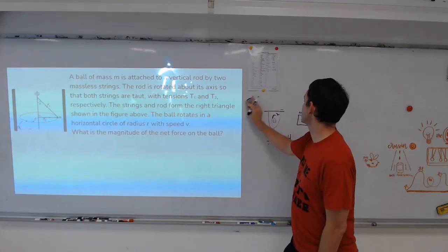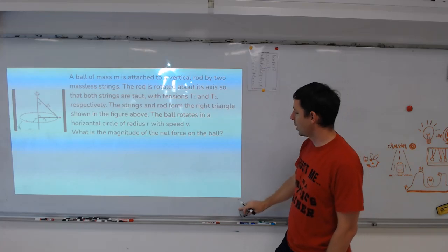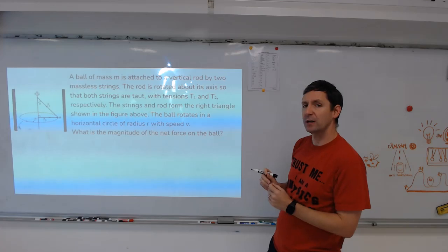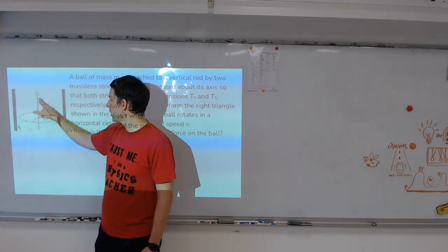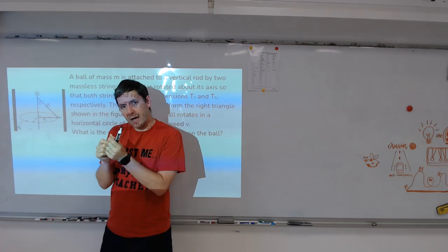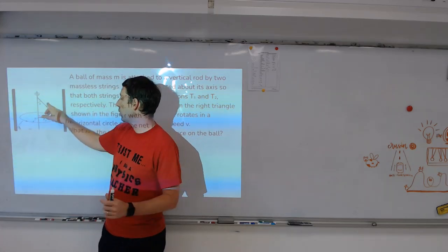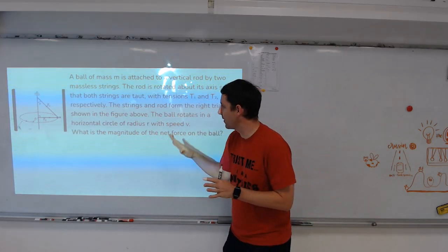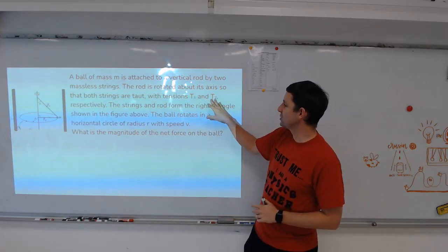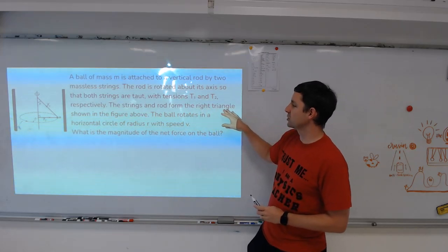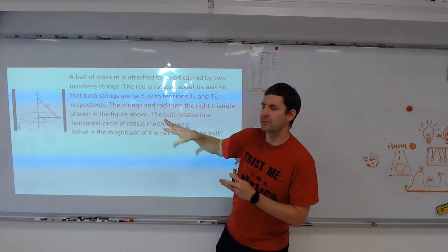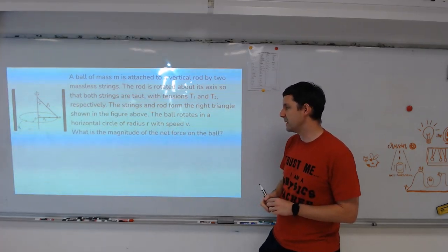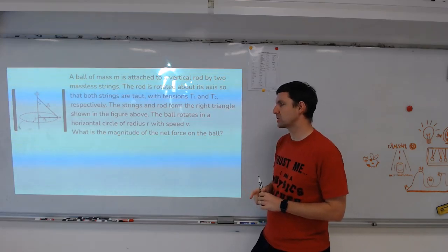A ball of mass m is attached to a vertical rod by 2 massless strings. The rod is rotated about its axis so that both strings are taut. Okay, so a rod here, 2 strings. You're rotating the rod so that the ball is swinging around and both of these strings are tight. There's no looseness there, no sagging, none of that. With tensions T1 and T2. The strings and rod form the right triangle shown in the figure above. To the left, you get what I'm talking about. The ball rotates in a horizontal circle of radius r with a speed v. What is the magnitude of the net force on the ball?